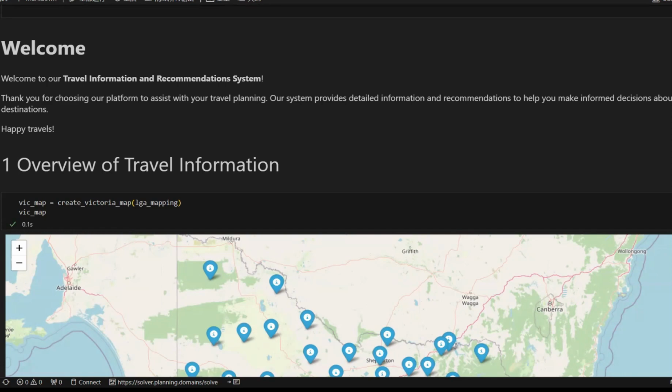Welcome to our travel information and recommendation system overview, focusing on travel within the state of Victoria. Our group consists of 5 members, with 3 IT majors and 2 data science majors. Feng Bao, Leyi Zhang, and Zhang, these 3 members are IT majors.